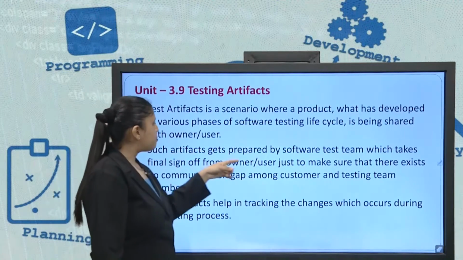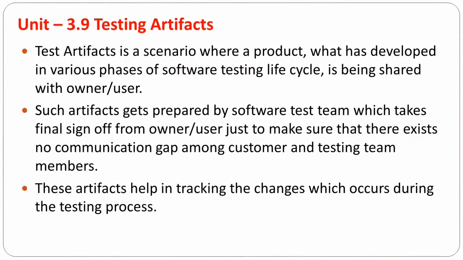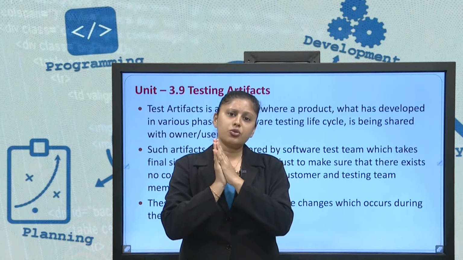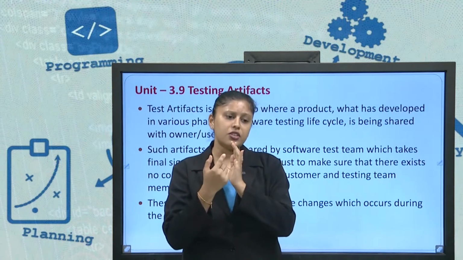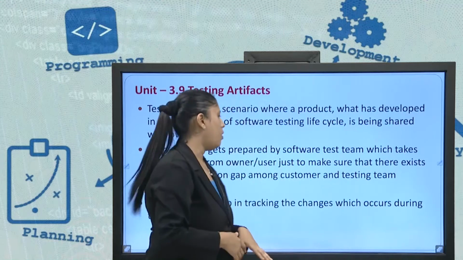Such artifacts get prepared by the software test team. My software testers will be preparing those artifacts, which take final sign off from the owner or user just to make sure that there exists no communication gap between the customer and the testing team members. So whatever my testers have tested, the test cases and everything, will be given to my owners in order to minimize the communication gap, if at all it exists.